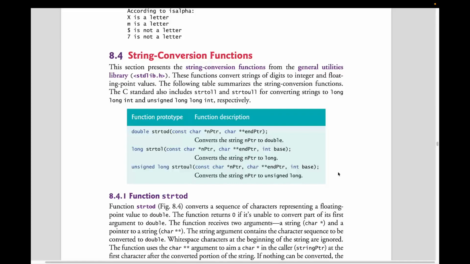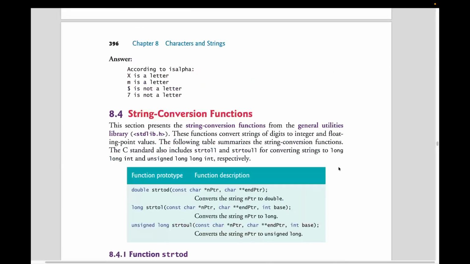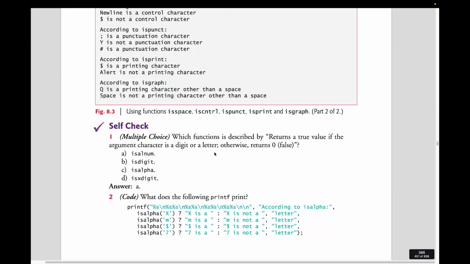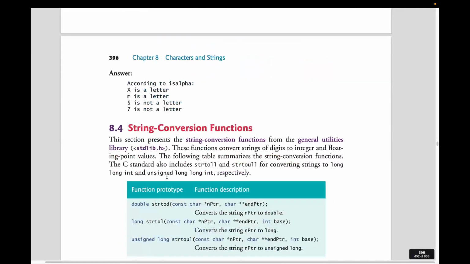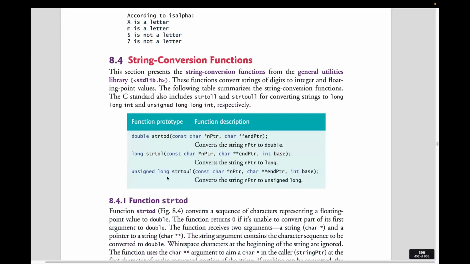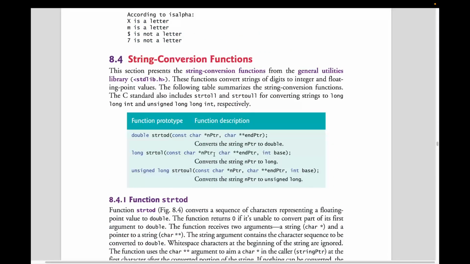That was the isalpha, isdigit, isxdigit, or similar kinds of functions that were there inside the ctype.h library. Today, the functions which we are going to discuss are mostly related to stdlib.h, and these functions are for those conversions.